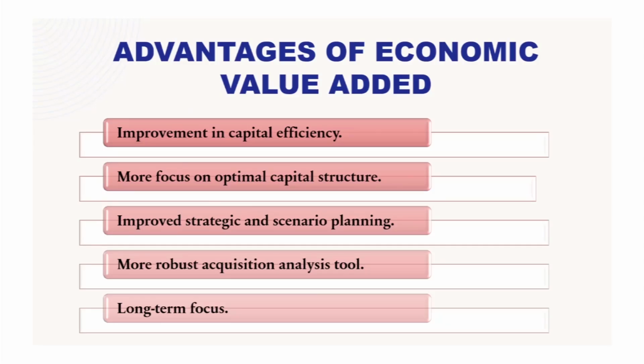So with this we have discussed the EVA, and lastly we will be discussing the MVA. Before that, the advantages of the EVA: it will increase capital efficiency, with more focus on the capital structure, like equity shares and debentures, what could be the sources of the fund. Strategic planning will be enhanced. It is an acquisition analysis tool, so based on some EVA factor you can acquire a small company or merge with another company, and it has a long-term perspective.